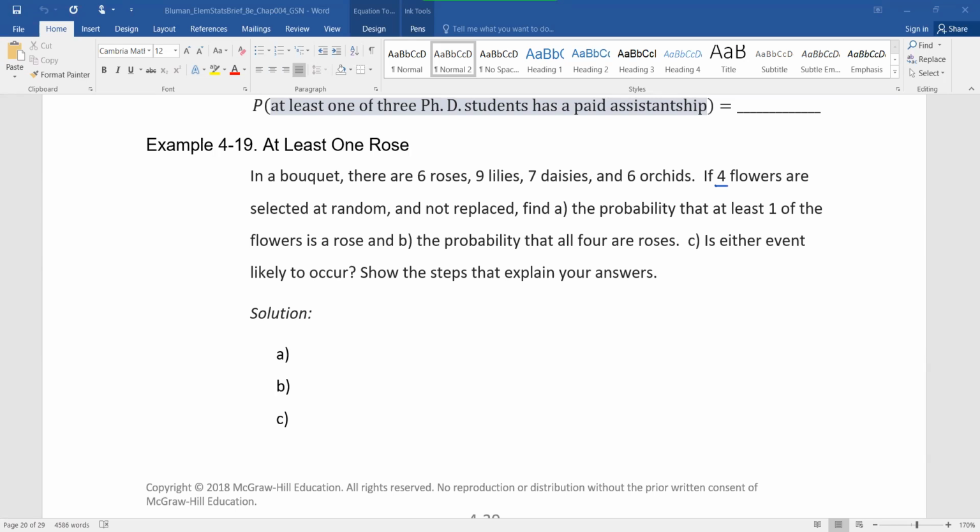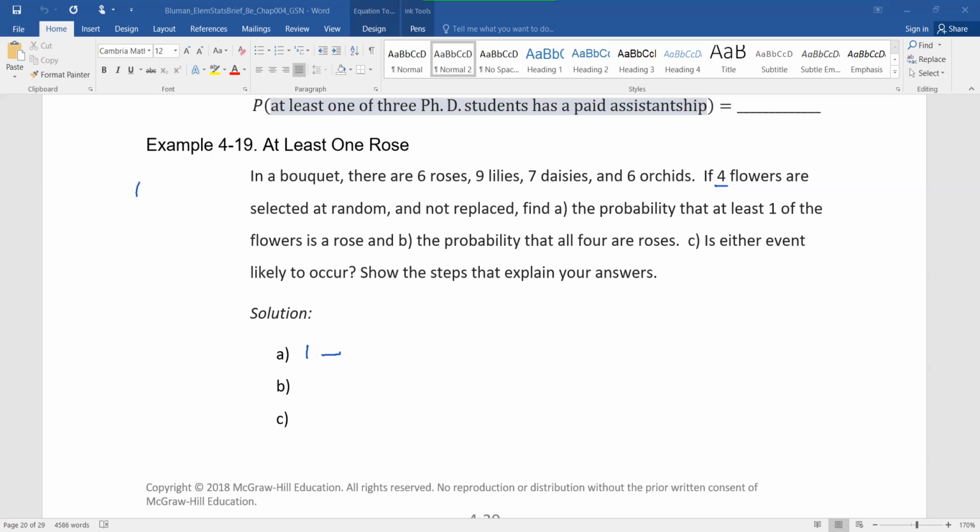Complementary, yes. So it's easier just to find the complementary, which is basically the event not happening. All right, so this would be 1 minus the odds that you would not get a rose. So what's the odds that I would not get a rose?